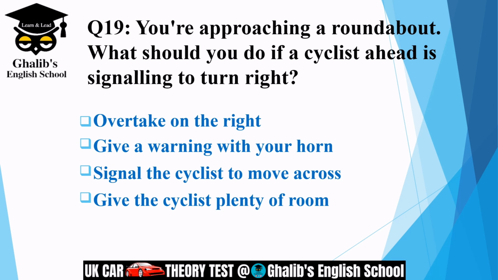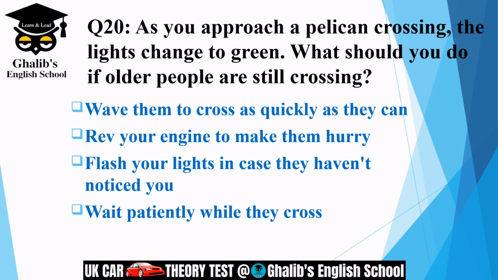Question 19. You are approaching a roundabout. What should you do if a cyclist ahead is signaling to turn right? Overtake on the right. Give a warning with your horn. Signal the cyclist to move across. Give the cyclist plenty of room. So guys, you need to remember we are talking about vulnerable road users. So cyclists are vulnerable road users. We need to give them plenty of room.